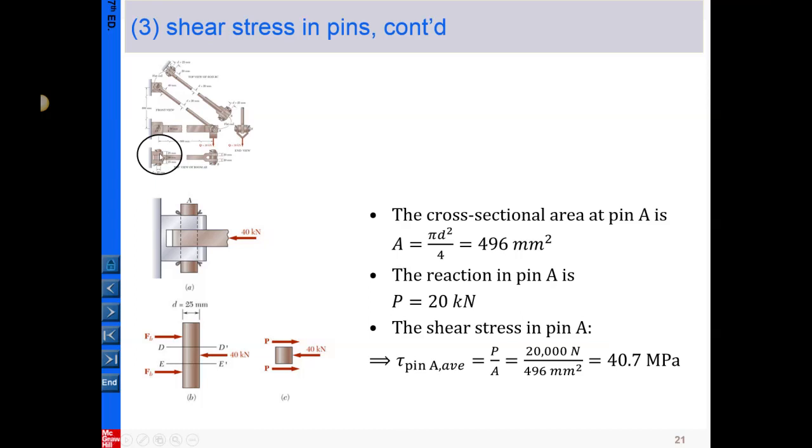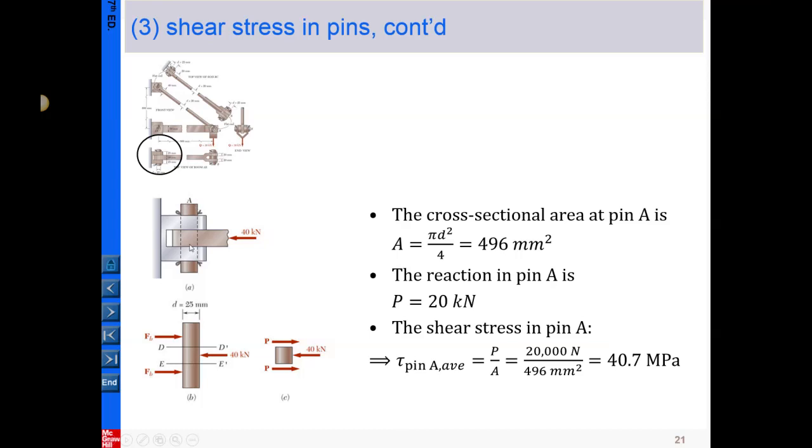So pin A is basically being pulled by this bar. This bar is this one. And if you remember from the very early analysis, the reaction in this bar is 40, and that is compressed. It tries to push.